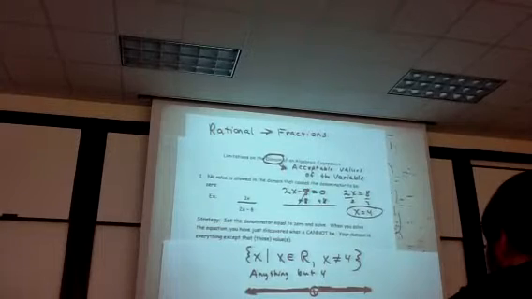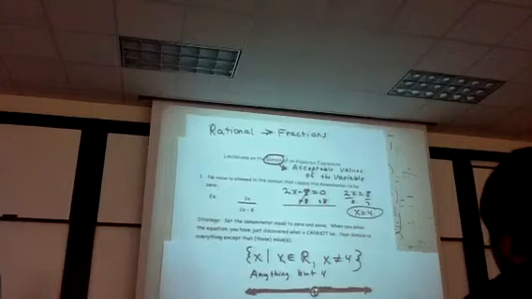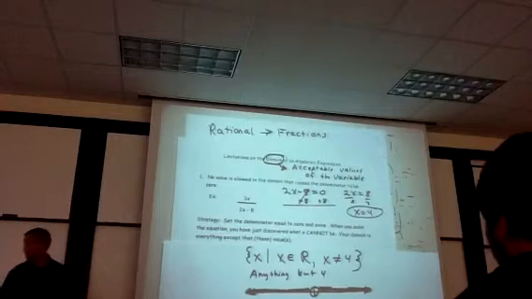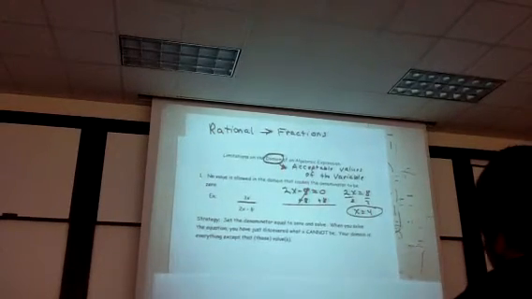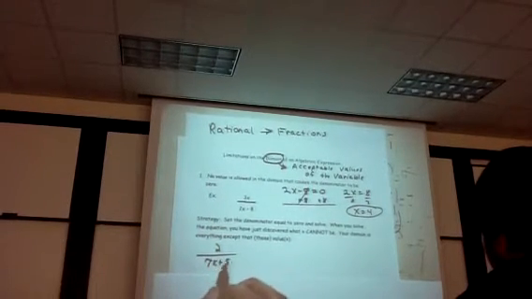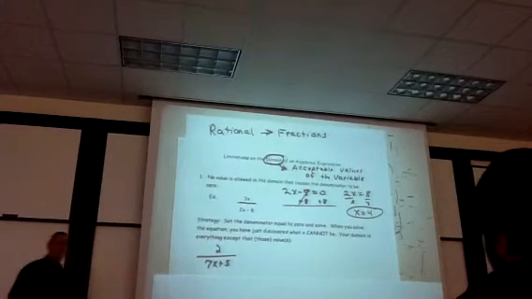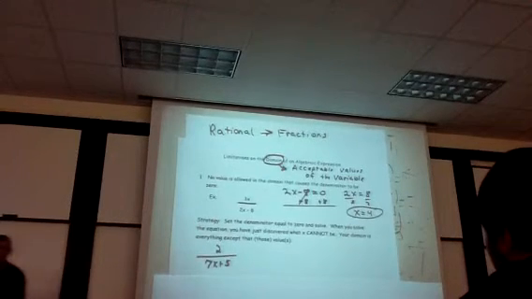So you know what the domain is, right? It's anything but 4. And you know a strategy to find the domain when you have a fraction. Set the denominator equal to 0 and solve. Check this guy out. Now, some of you can look at that and find out what x cannot be. Most of us will have to actually go through the strategy steps of taking the denominator, setting it equal to 0, and solving.